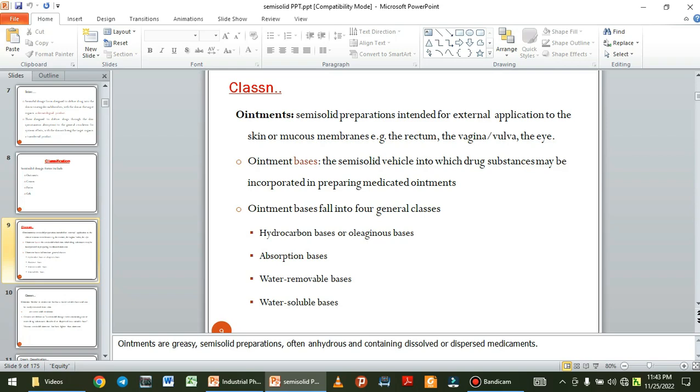So some bases are appropriate for some drugs, and for some other drugs we have to select other bases. It depends.